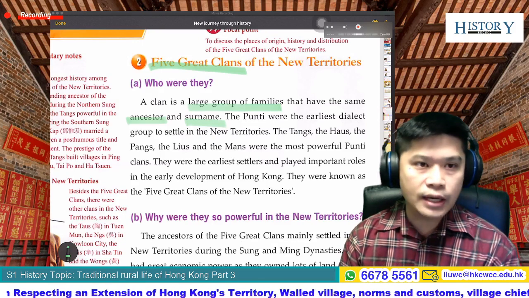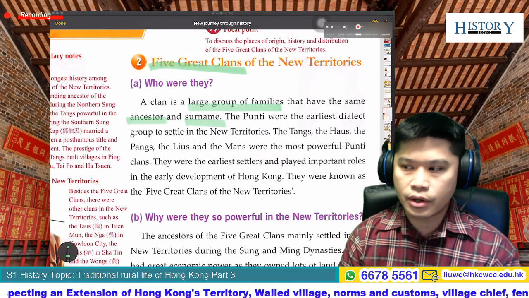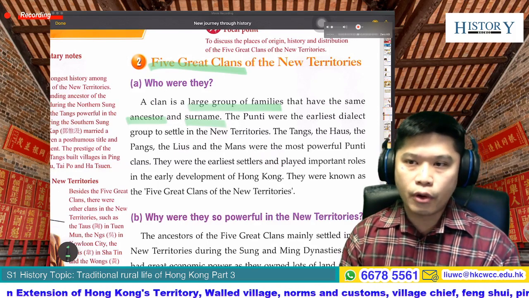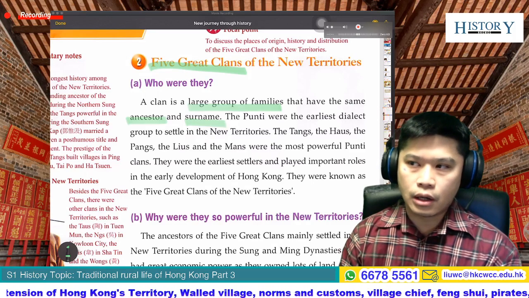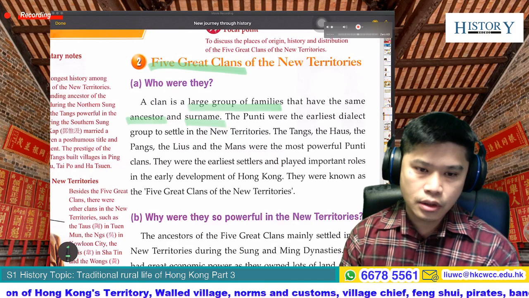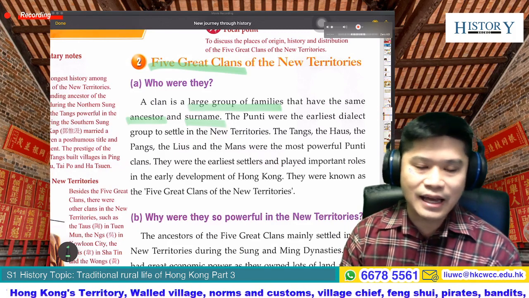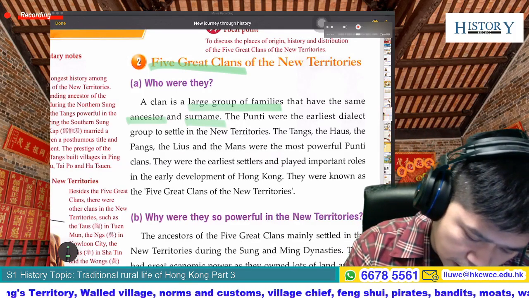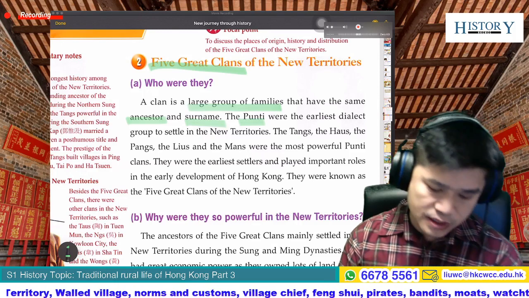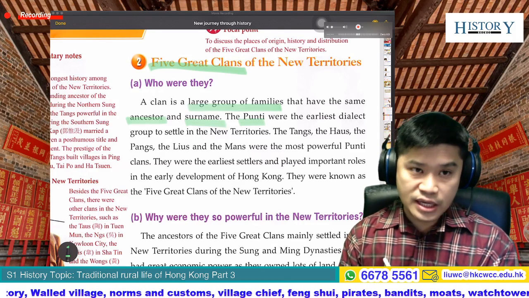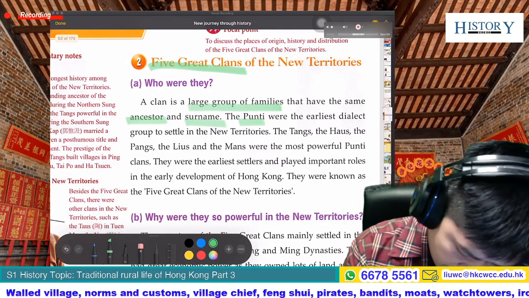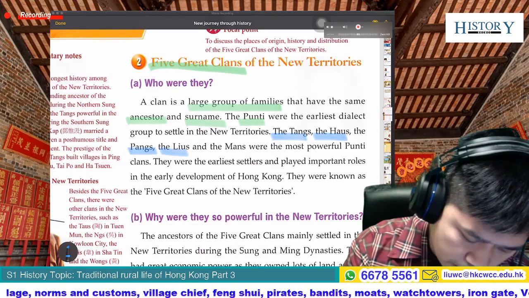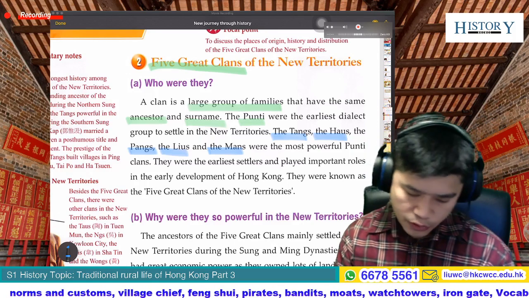For example, last time we talked about the four major dialect groups in Hong Kong: the Puntis, Hakkas, Fokloos, and Tankas. Each clan has its own surname, especially the Punti. The Punti were the earliest dialect group settled in the New Territories. Here, the five great clans, the Tangs, the Haus, the Pangs, the Lius, and the Mans, were the most powerful Punti clans.